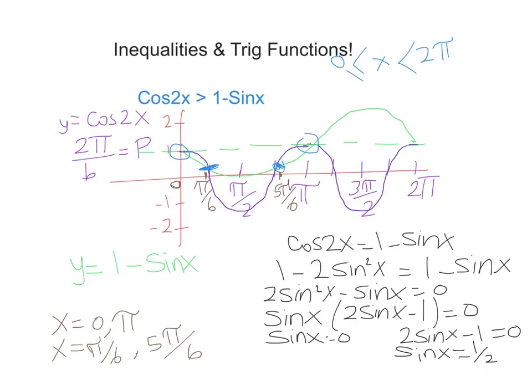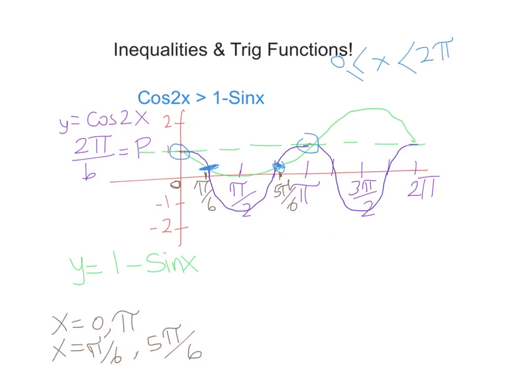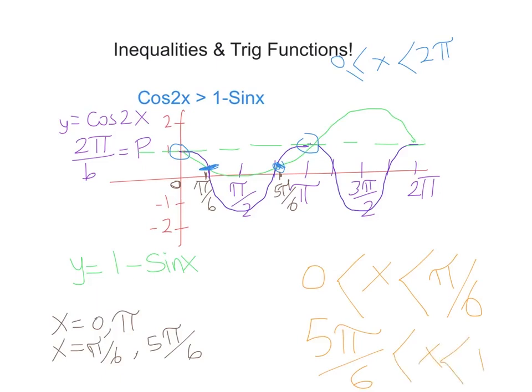So my solution should be written as follows. For cosine 2x greater than 1 minus sine x, the solution should be x is between 0 and pi over 6, and also x is between 5 pi over 6 and pi.